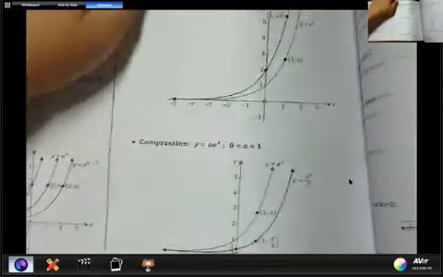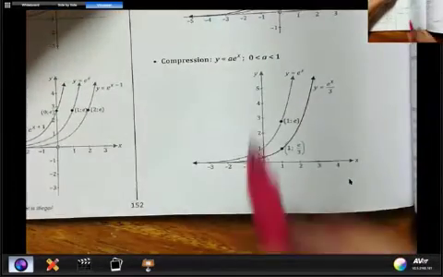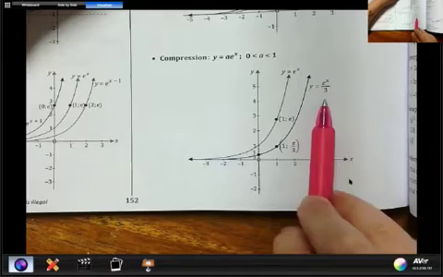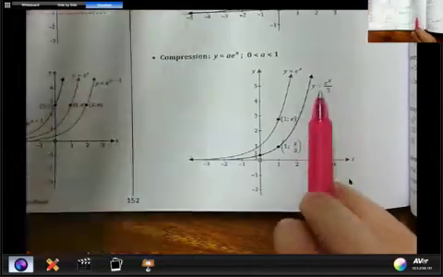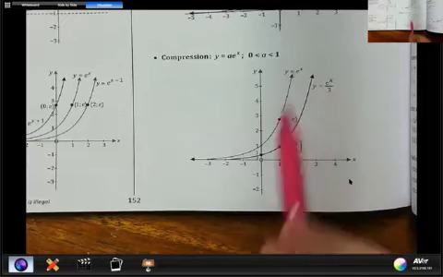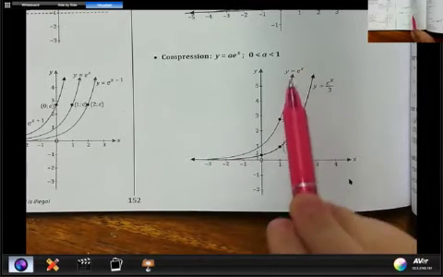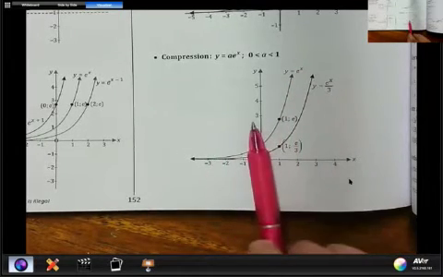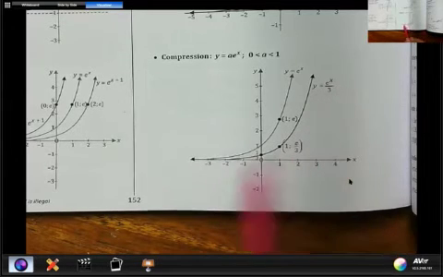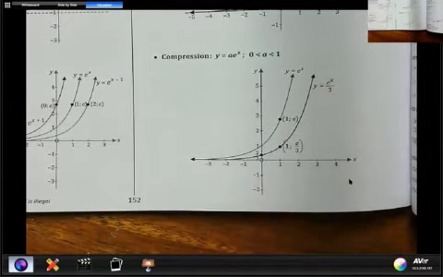If you have an a value that is between 0 and 1, so that's a fraction, for example, here they've used 1 over 3. Remember, e to the x over 3 is the same as a third e to the x. Then each of these y values of these points are now being multiplied by a third, so they're smaller, which means that this graph is flatter, all right, less steep. So that's how that works.